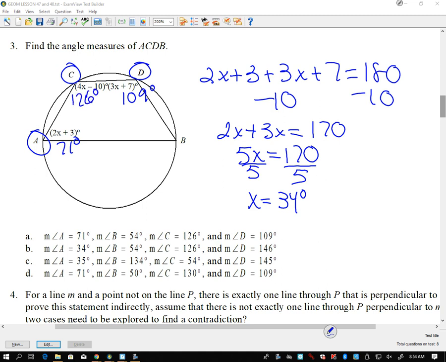Okay, but notice that it also wanted to know what angle B was. How can I find out what angle B is? Subtract from 180. So 180 minus 126, because I know that those opposite angles are supplementary. 54 degrees right there. You'll probably see a question like that on the test, but you've got to show me the work. Okay?